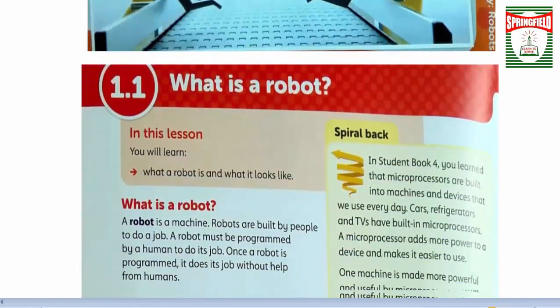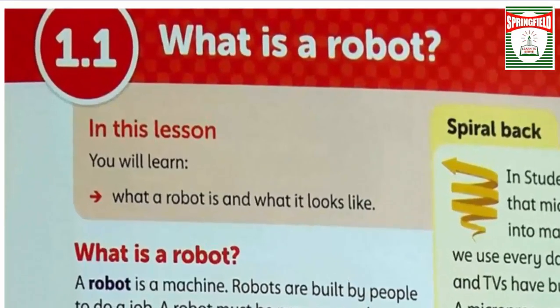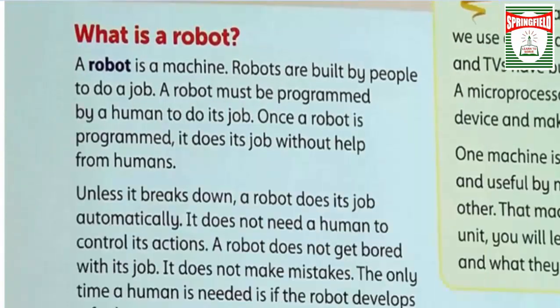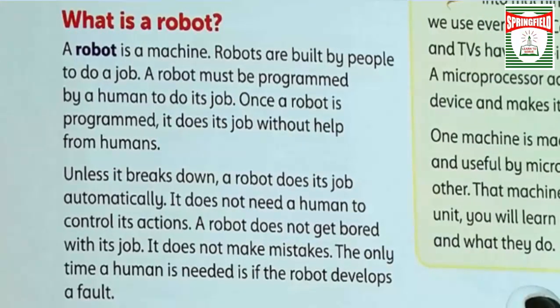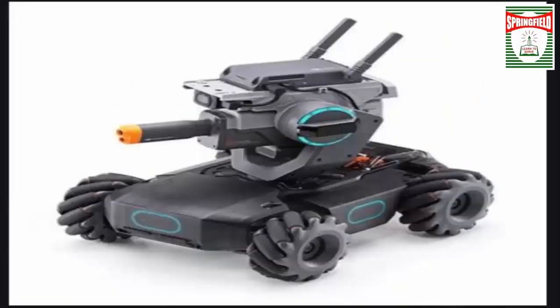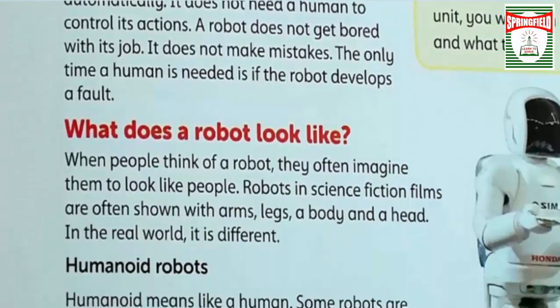Now on the next page, there is a topic, what is a robot? In this lesson, we are going to learn what a robot is and what it looks like. So what is a robot? A robot is basically a machine. Robots are built by people to do a job. A robot must be programmed by a human to do its job. Once a robot is programmed, it does its job without the help of humans, unless it breaks down. A robot does its job automatically. It does not need a human to control its action. A robot does not get bored with its job. It does not make mistakes. The only time a human is needed is if the robot develops a fault.